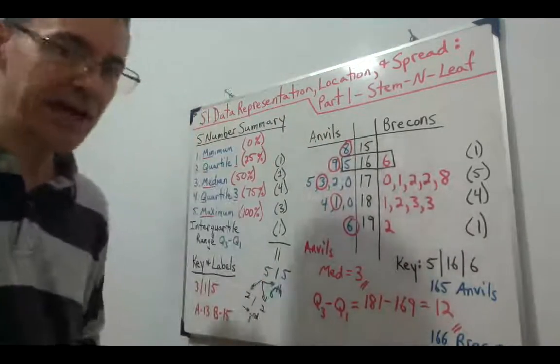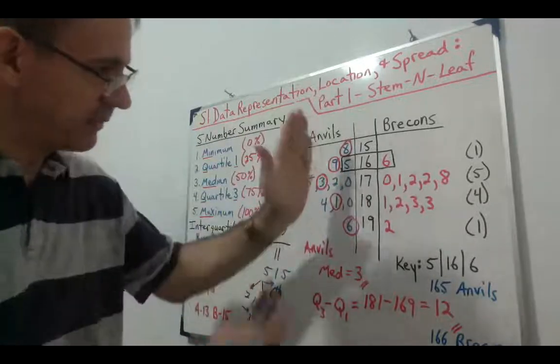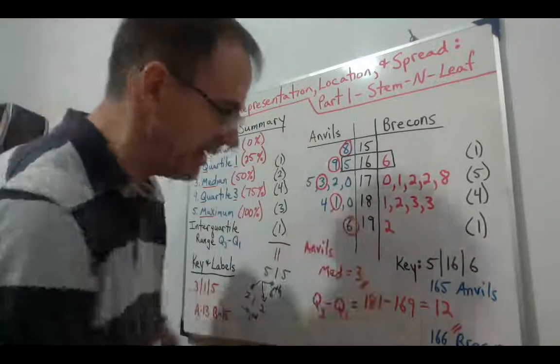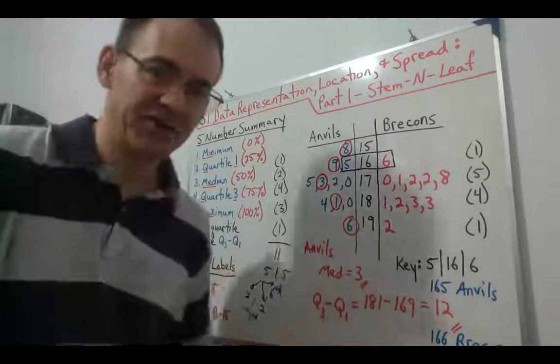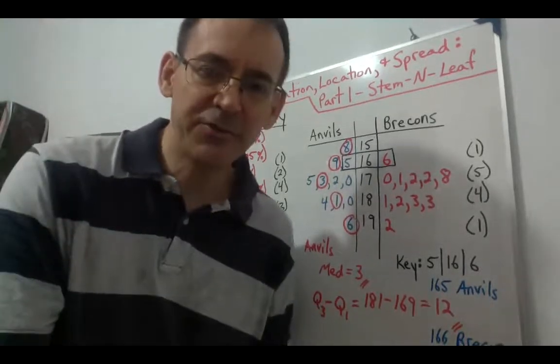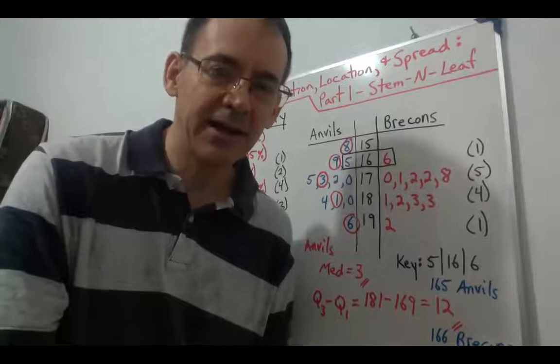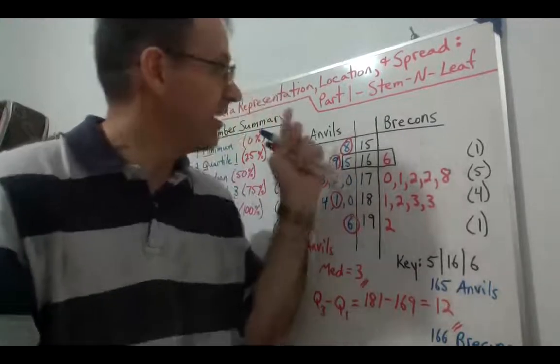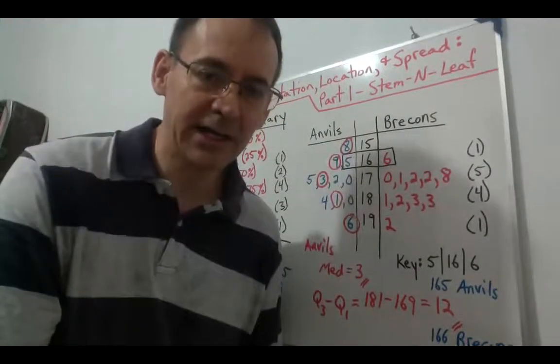So now I think we have everything. We have the labels, we have our stem, we have our leaf, we have our key, and we were able to answer the questions. So again, thank you for joining me, and look forward to seeing you next time at part 2 when we look at the box and whisker plot.